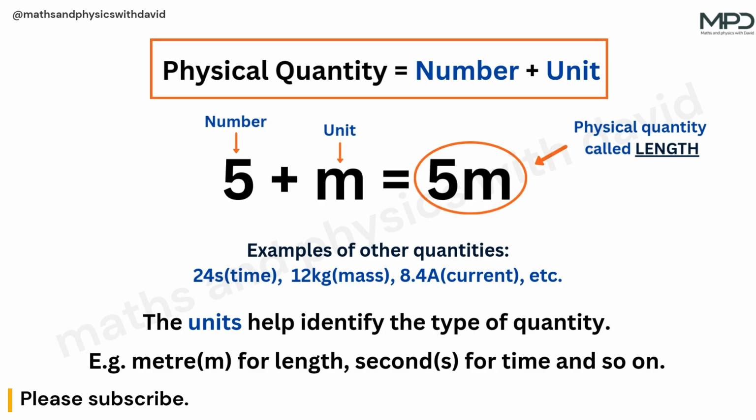As you can see, 5 meter is a combination of 5 and meter. The meter explains the type of quantity that is being measured. Same thing with other units. A unit helps identify the quantity that is being measured.